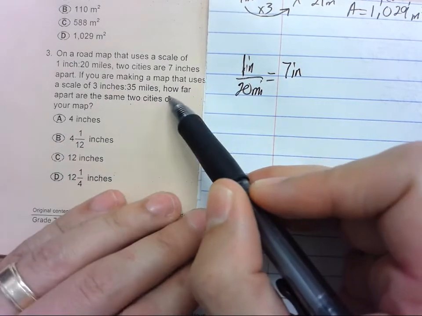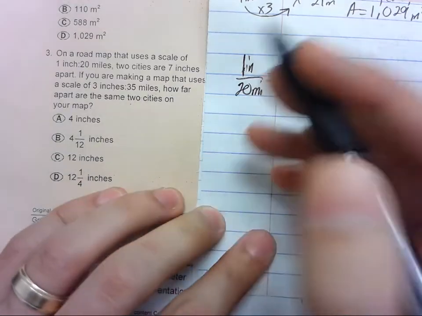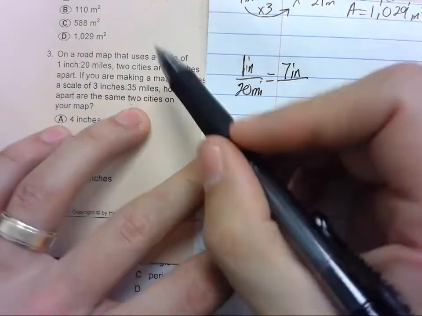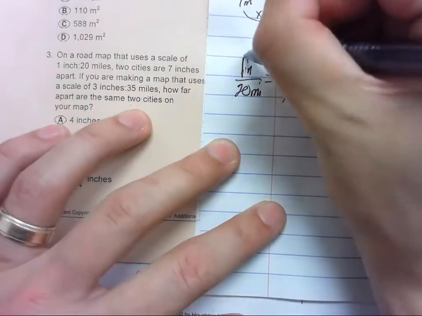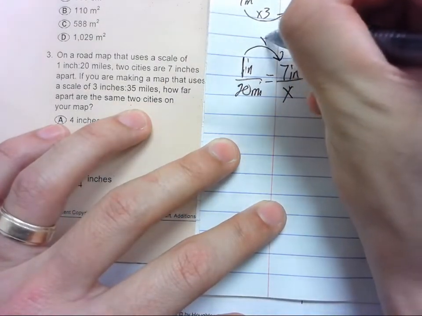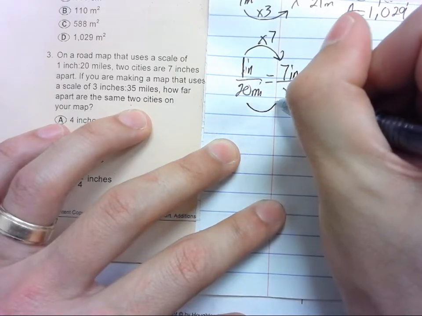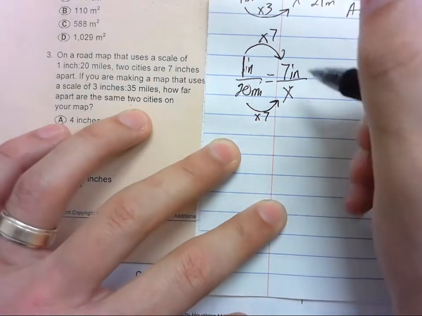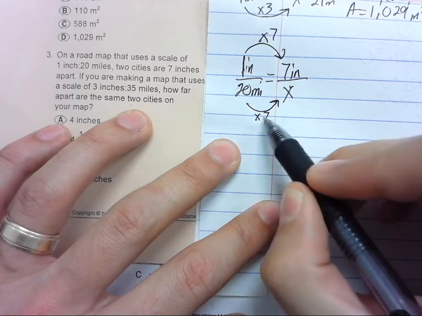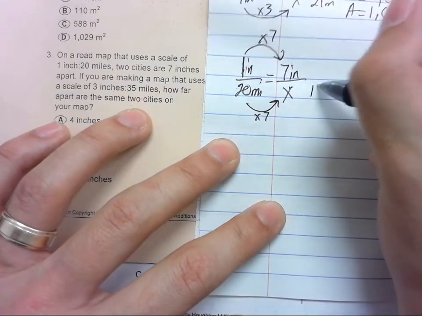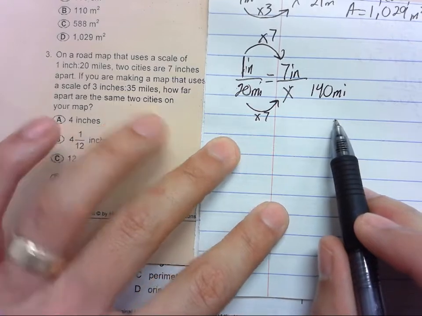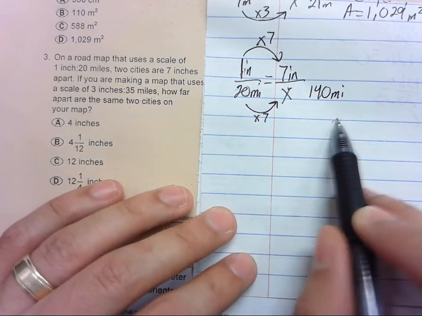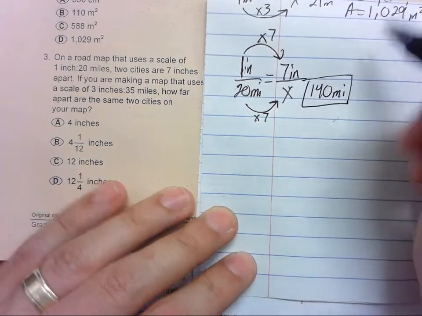So we're talking about distance on the map, so we're talking small numbers. So the first thing we need to do is find how far apart they are in actual distance. Times 7, so down here we're going to times 7. 20 times 7, or 2 times 7 is 14, just add a 0. So they are 140 miles apart. This is the actual mileage that they are apart.